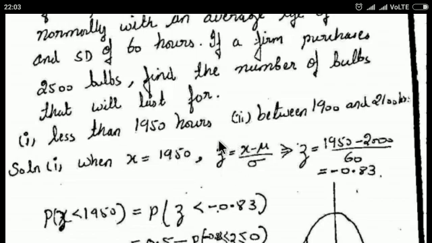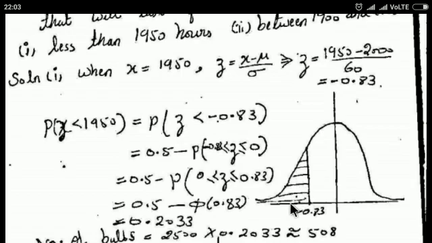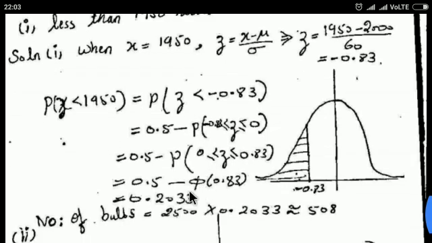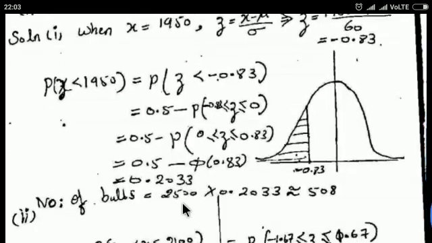I will convert this into a standard normal variate. Z equals x minus mu by sigma. So it gives us minus 0.83. So probability of x less than 1950 is the same as saying probability of z less than minus 0.83. So from our shaded portion, it is like this. So I can write it as 0.5 minus this quantity, which is phi of 0.83. So hence I get 0.2033. Number of bulbs out of these 2500 will be 2500 into 0.2033, which is nearly 508 bulbs.